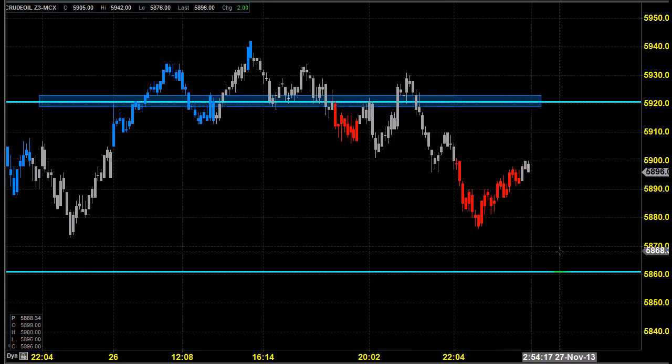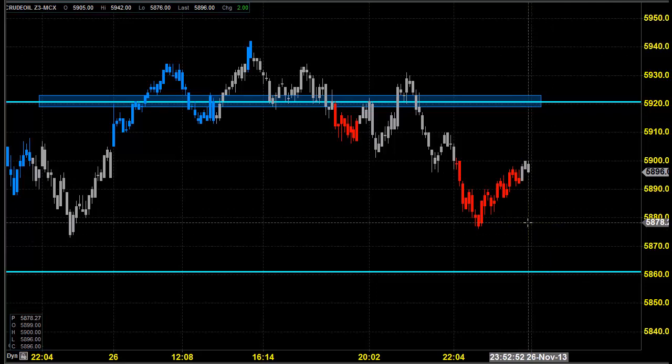So as per our expectation, today also we are expecting crude to continue its downtrend.